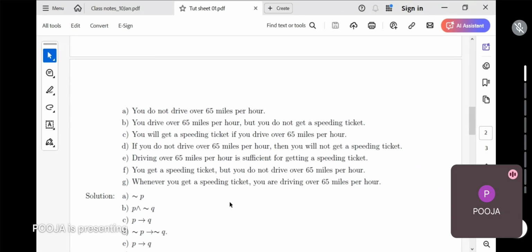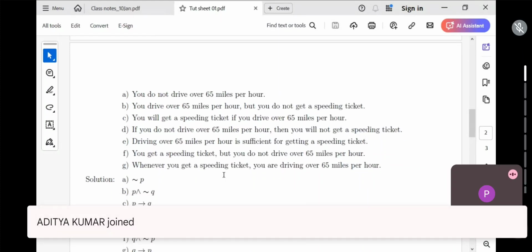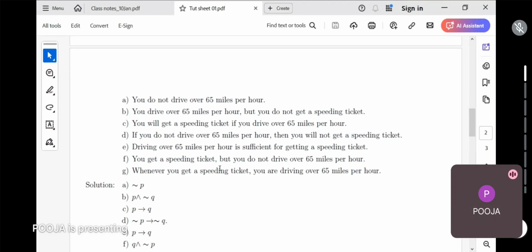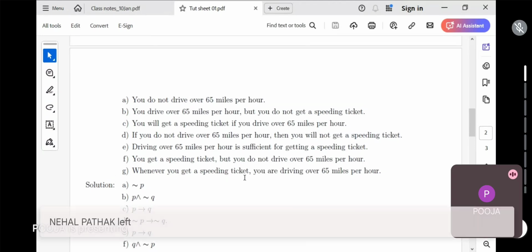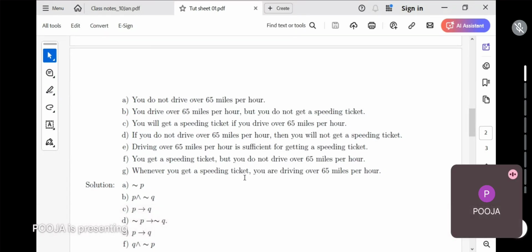You get a speeding ticket, but you do not drive over 65 miles per hour. But है तो definitely और वाला काम करेगा, conjunction आ जाएगा. Next, the last part is whenever you get a speeding ticket, you are driving over 65 miles per hour. सो वेनेवर आएगा तो डेफिनेटली कंडीशन वाली बात हो रही है फिर से. तो कैसे लिखते थे वेनेवर को? वेनेवर यू गेट अ स्पीडिंग टिकट, पी इंप्लाइज क्यू के लिए क्या होता है?